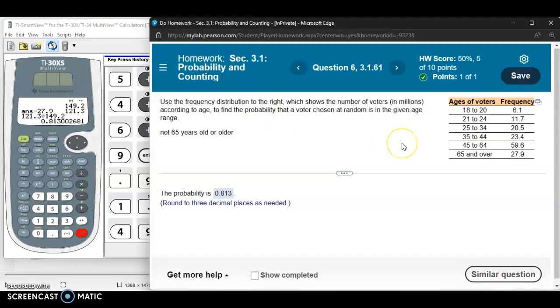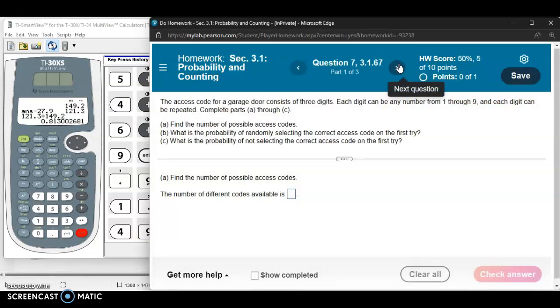And again, if you're not comfortable doing it that way, go ahead and add up the numbers in the other age groups and see that it's equal to 121.3, and then divide that by the total of 149.2, and you'll still get the same answer. Okay, let's go ahead and go to the next question.